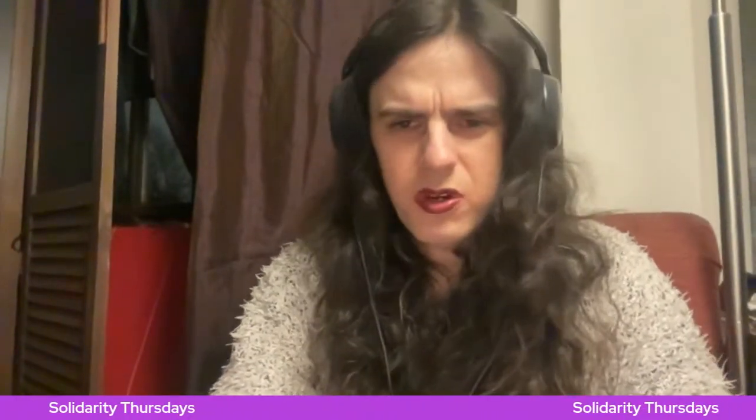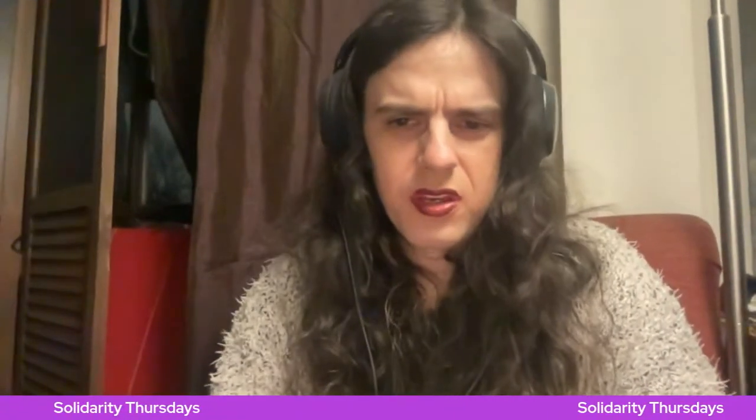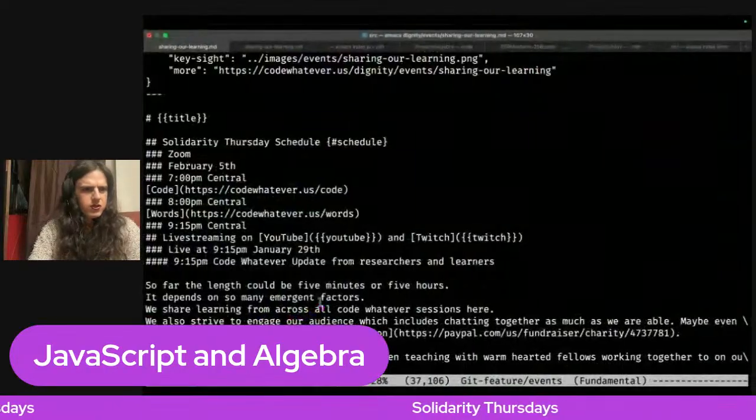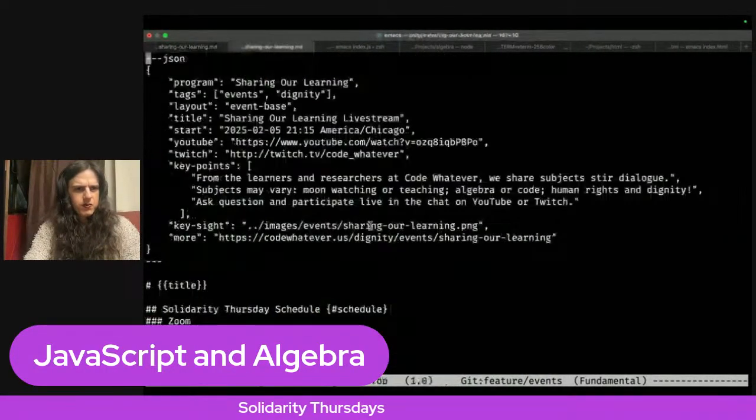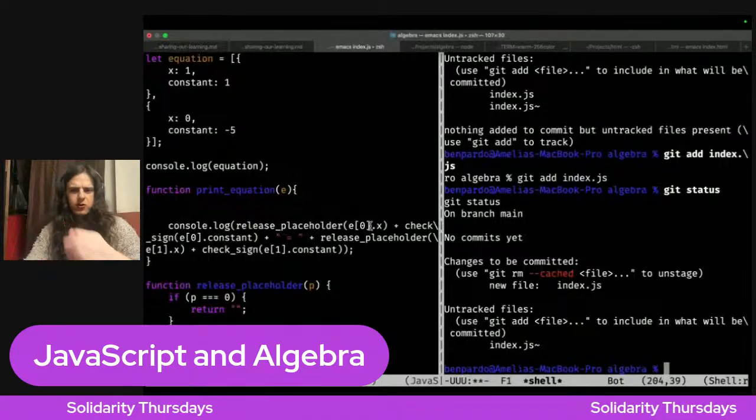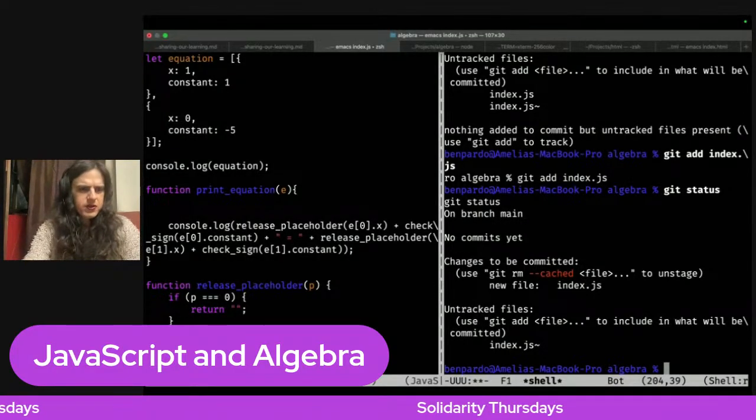So as we start here with JavaScript and algebra, I just want to show you this project very briefly. What I'm showing you right now is a terminal window.